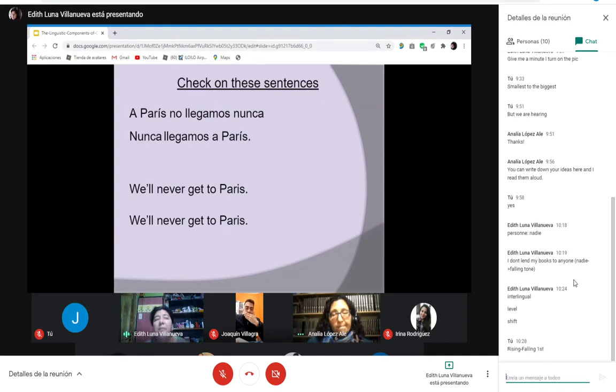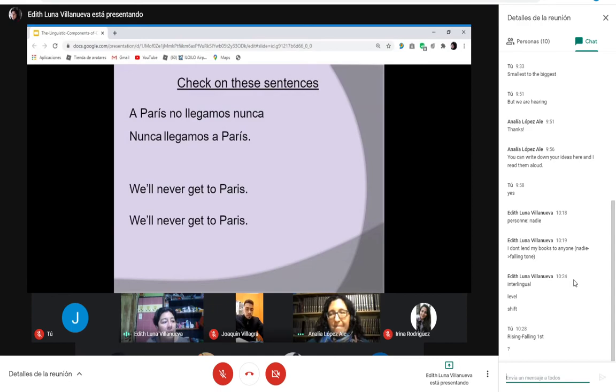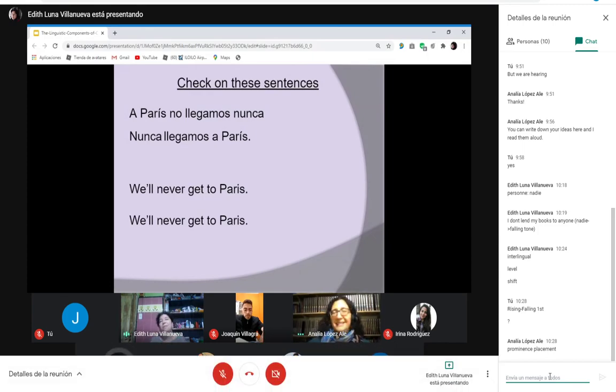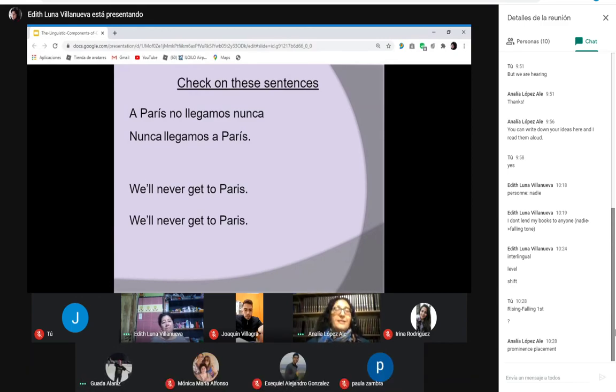Okay, may I add something? Yes. It has to do in Spanish with emphasis and with elements placement in order to show emphasis. Don't give me the answer, professor. I just mention the first one. The first one would be, "We'll never get to Paris," and the other one would be, "We'll never get to Paris." Right. Okay, that is one possibility, right?